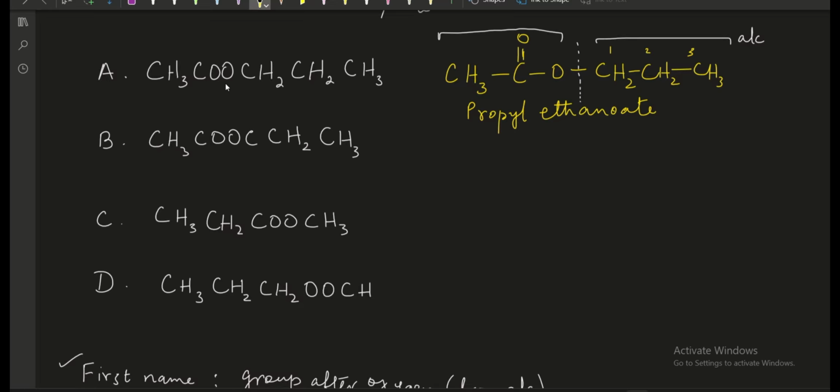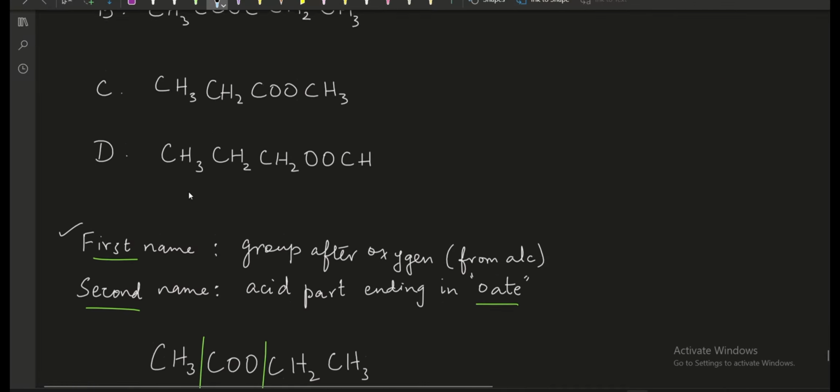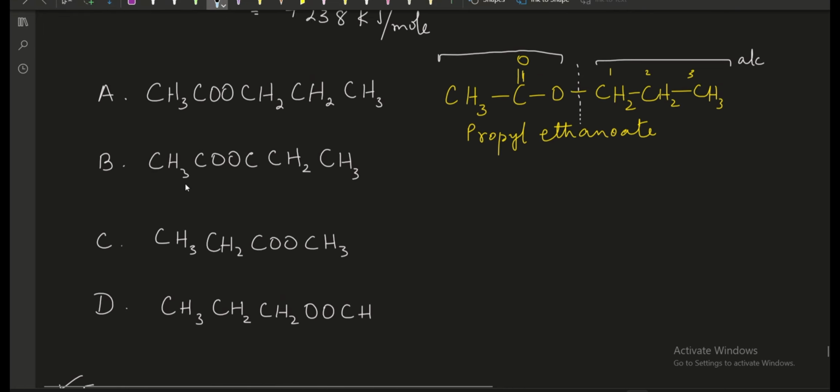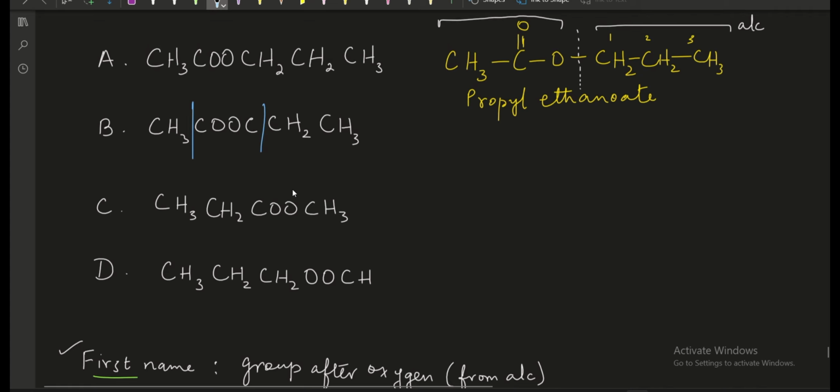All right, and for the B part, I told you that in an ester you can divide it into two parts: one alkyl group, then COO, and then the next alkyl group. But if you see the structure, instead of a COO group, it has COOC, so that's not an ester. No need to draw its structure.